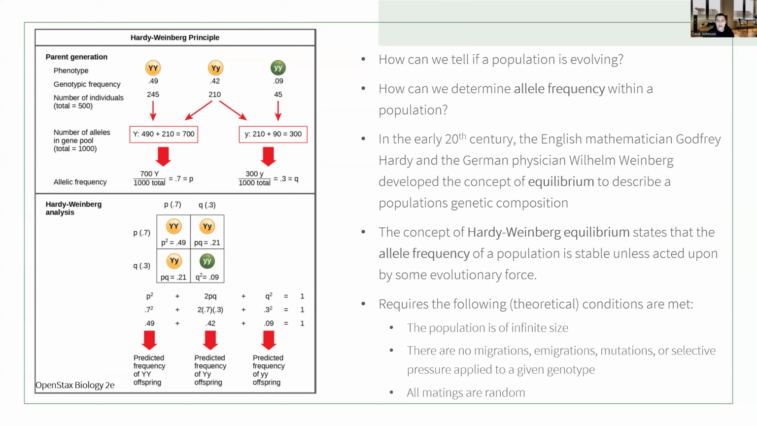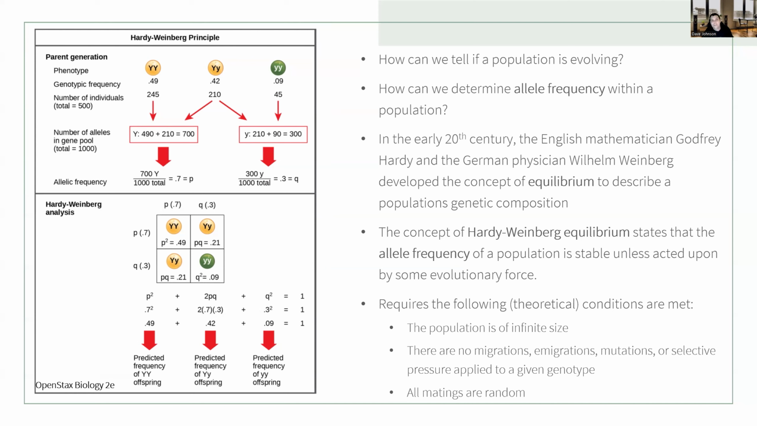It could be some of these other genetic drift phenotypes, or it could just be natural selection acting on a population. But how can we actually tell if a population is in fact evolving? Or another question would be, can we determine the allele frequency within a population based on phenotype?